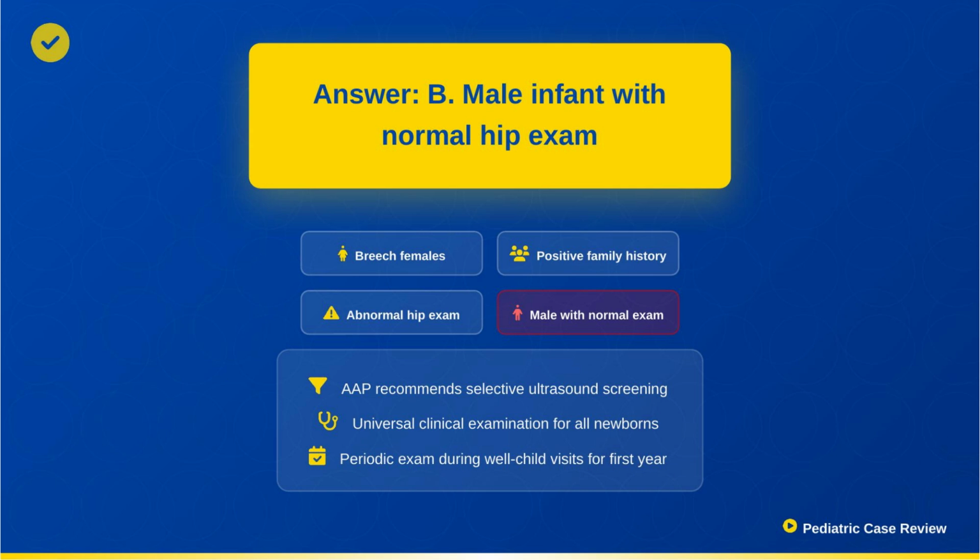Male infant with normal hip examination. The American Academy of Pediatrics recommends selective ultrasound screening rather than universal screening. Ultrasound is indicated for female infants with breech presentation, infants with positive family history of developmental dysplasia of the hip, and any infant with abnormal hip examination. All newborns should receive clinical hip examination, with periodic reassessment during well-child visits throughout the first year.